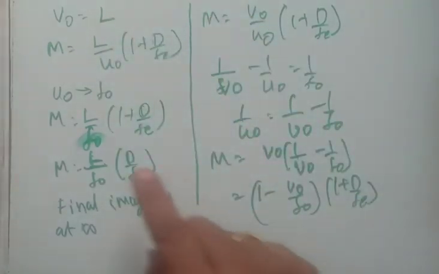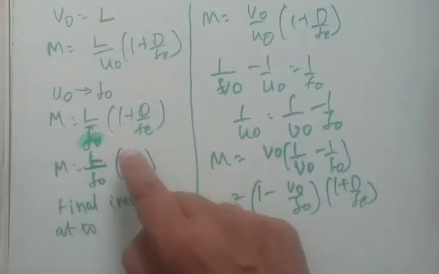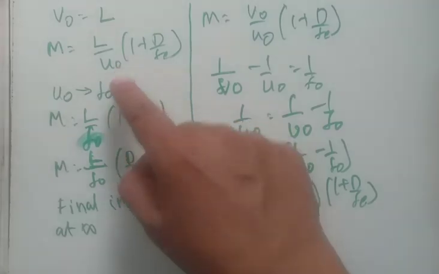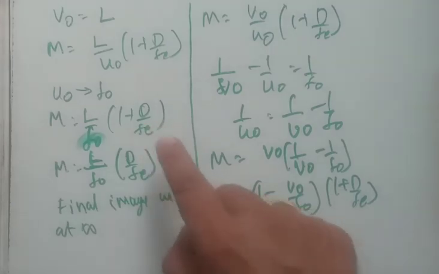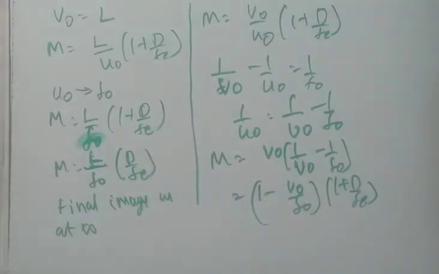Therefore, we can write M as L by FO into 1 plus D by FE, with FO in place of UO. For the final image at infinity, we know 1 plus D by FE turns out to be D by FE. So L by FO into D by FE is the final magnifying power. That is a special case. But in the general case, the magnifying power is always 1 minus VO by FO into 1 plus D by FE. This is about the microscope. Next, we need to learn about the telescope.